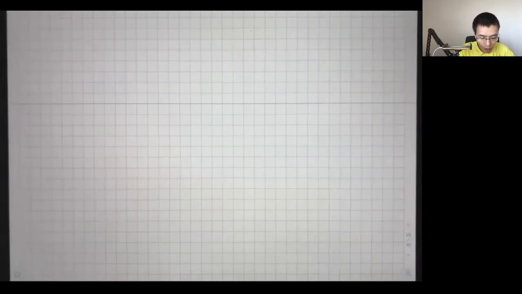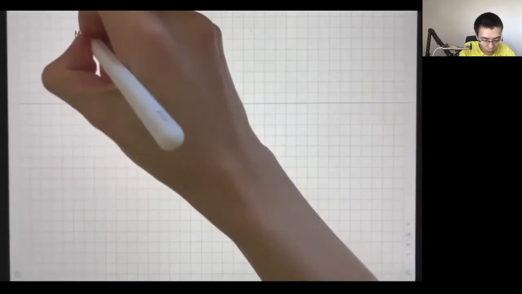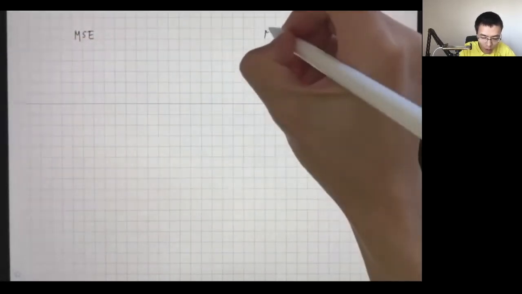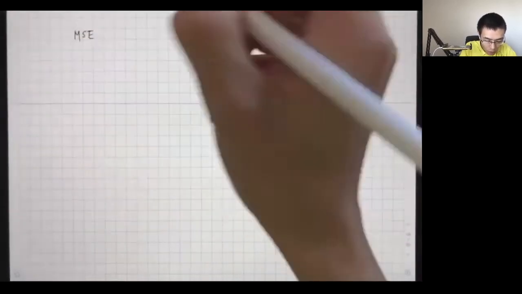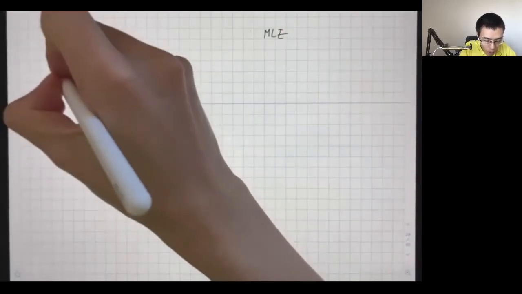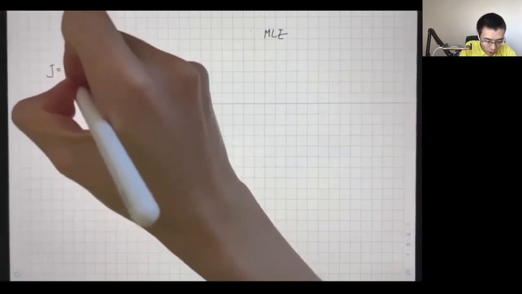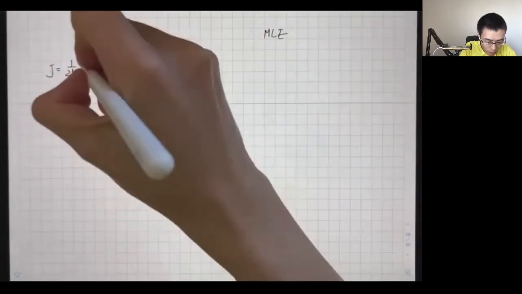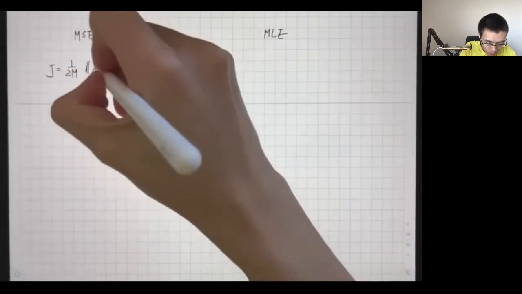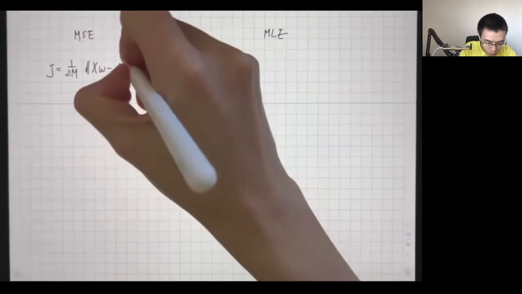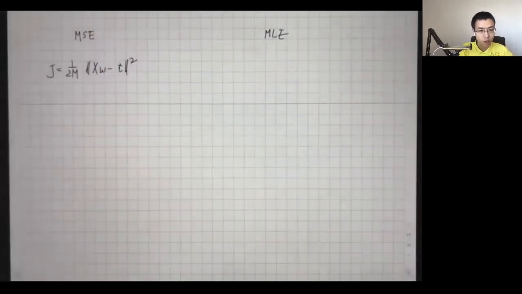So in the last lecture, we talked about the equivalence between the mean square error and maximum likelihood estimation for the linear regression model. For the mean square error, we define the loss as the squared difference of your prediction and your true target, and then you take the average.